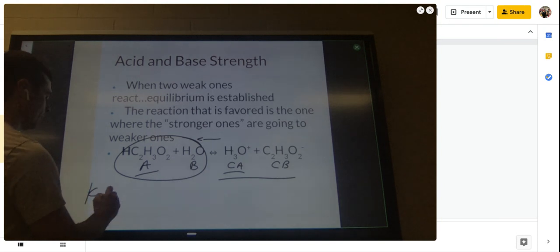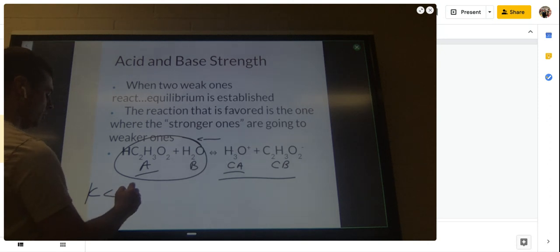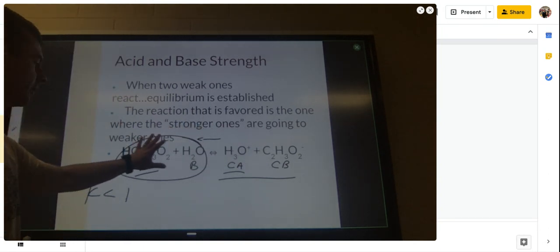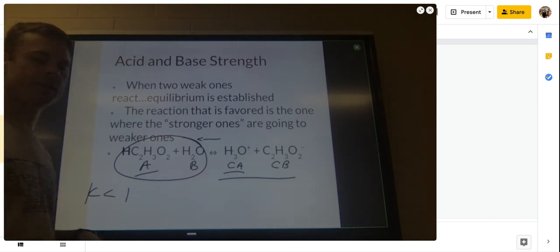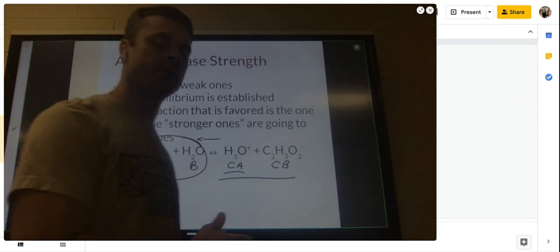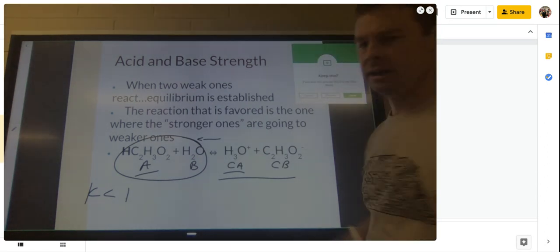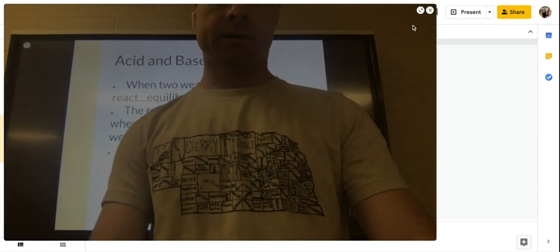And what you guys know about that is that this K is going to be less than 1. Okay, it's going to be less than 1 because that reaction is favored. Now, if there was more of this stuff than these guys, then the K would be really big. But you guys got to notice that most of the things for K in this chapter are going to be less than 1.